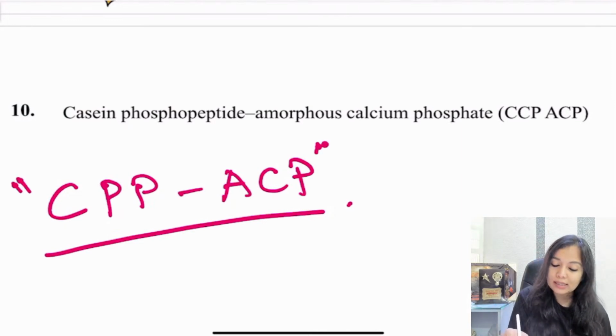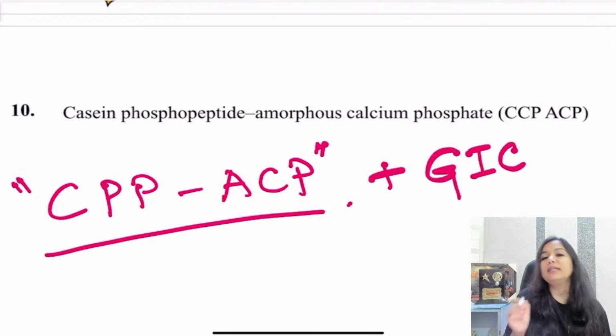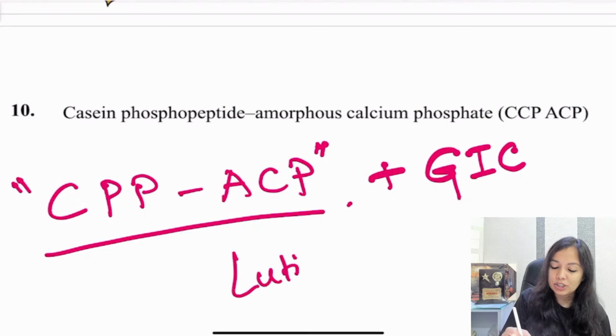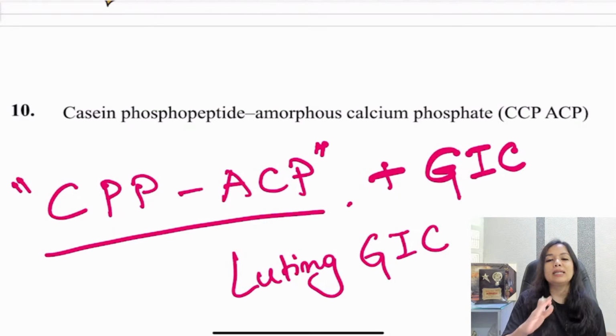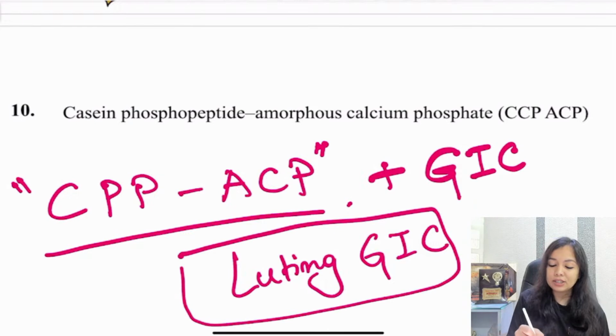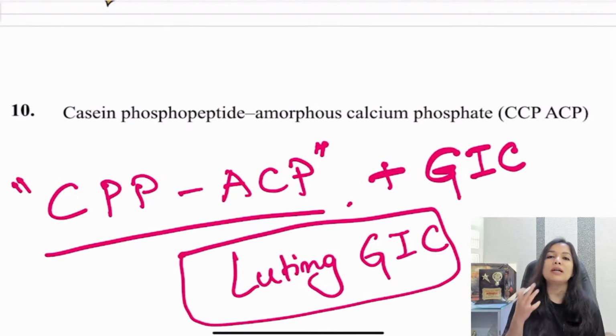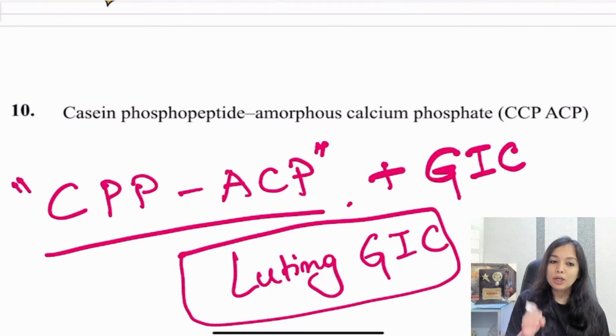This compound has been incorporated in GIC because this causes a reversal of demineralization and keeps the enamel intact. It increases the resistance of enamel towards demineralization, and it has been basically incorporated in luting GIC. So whenever you place luting GIC inside, say a crown, and then lute the crown with such GIC, there are lesser chances of secondary caries or demineralization of a particular tooth.